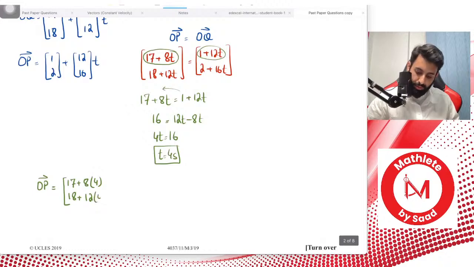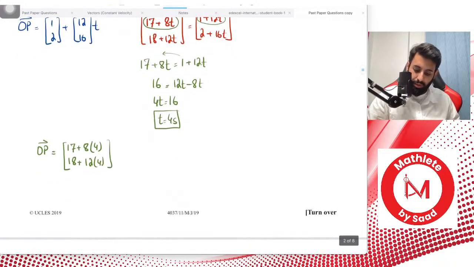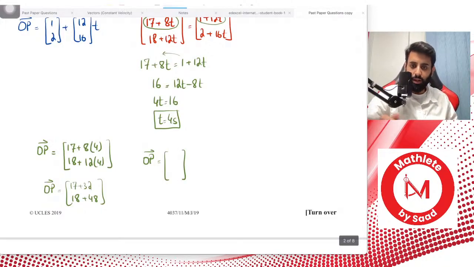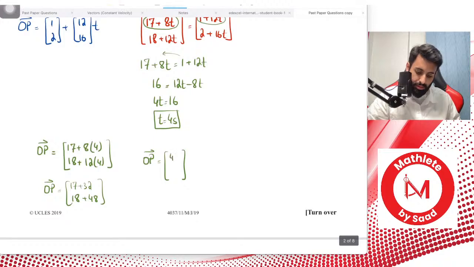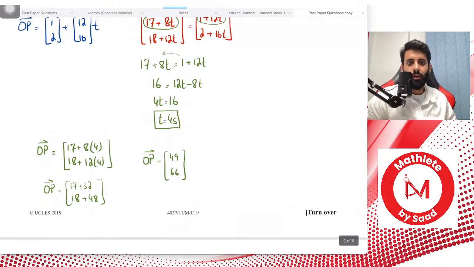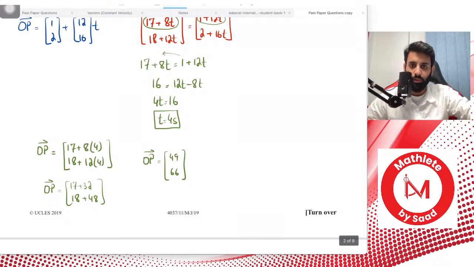So 12 times 4, there you go. If you work this out, let's see what you have. You have OP equals 17 plus 32 and 18 plus 12 times 4 is 24. Double of 24 is 48. Okay, so let's sum this up. Let's see what you get. OP is equal to (49, 66). There you go. And that's it. We are done with this question.